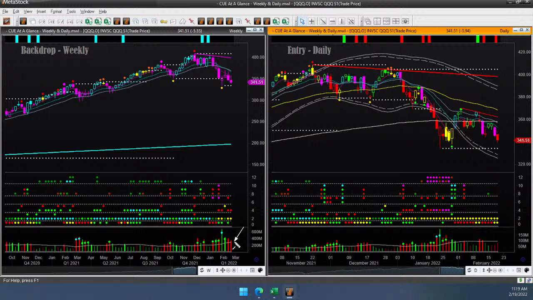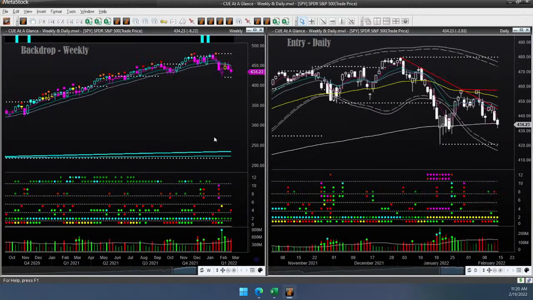Notice that in weekly, price closed below previous week's low. That is why the activity bar color here is bright red, not dark red. Bright red activity color means price closed below previous week's low. Dark red would mean price closed below previous week's close. So QQQ is looking weak in both weekly and daily.